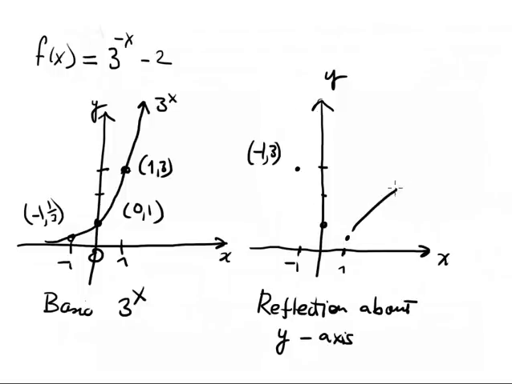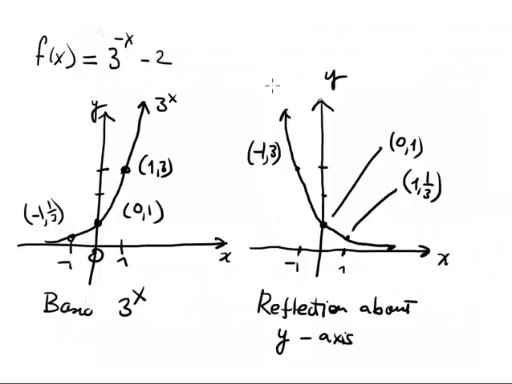And this point, negative 1, 1/3, would become positive 1, 1/3, something like that. Okay, this is 1, 1/3, and this obviously stays the same, it's 0, 1. And this is our new 3 to the negative x. And the horizontal asymptote doesn't change. Its horizontal asymptote is y equals 0.